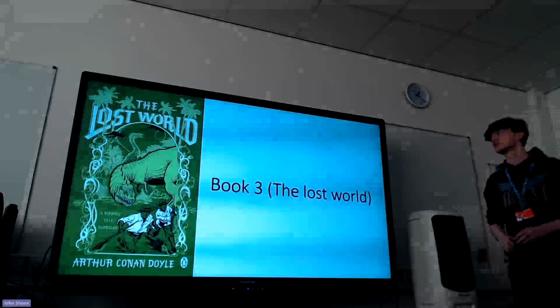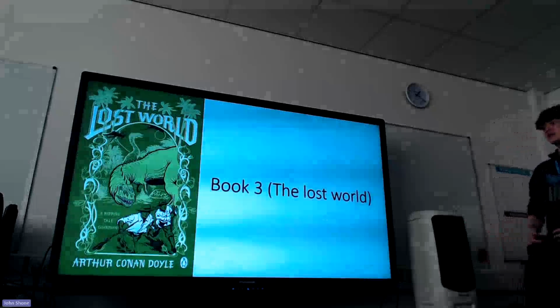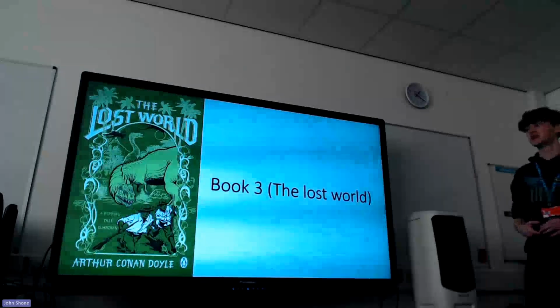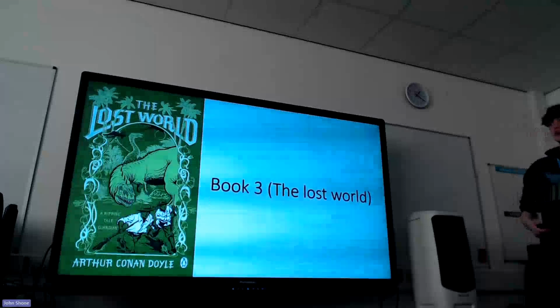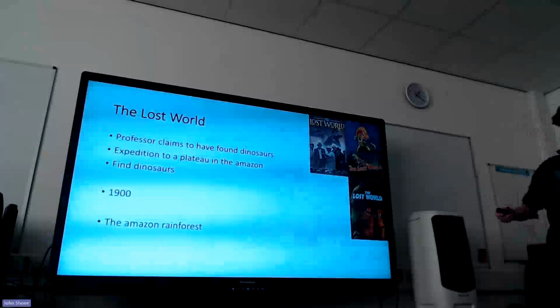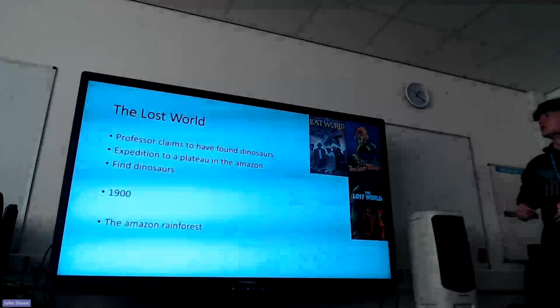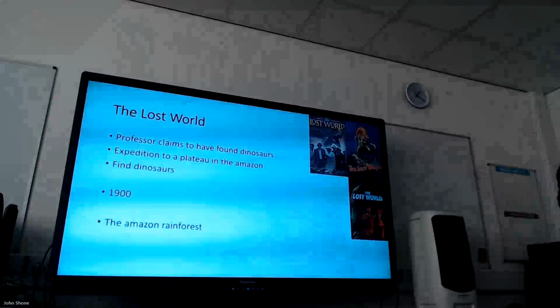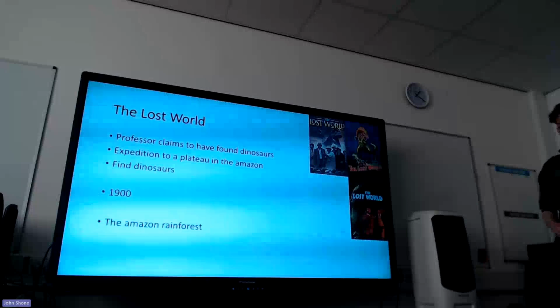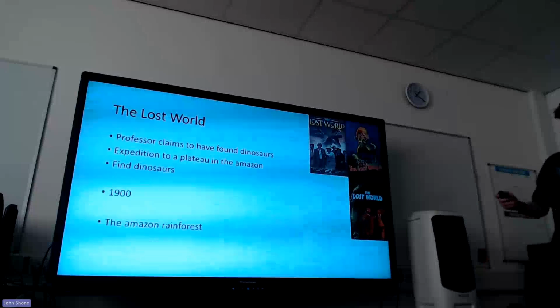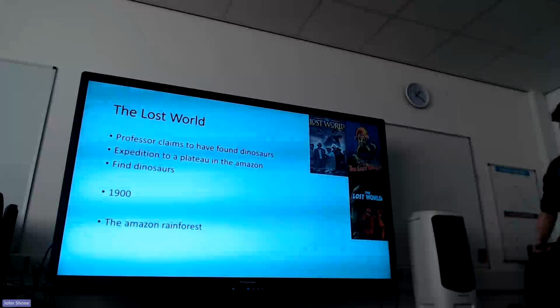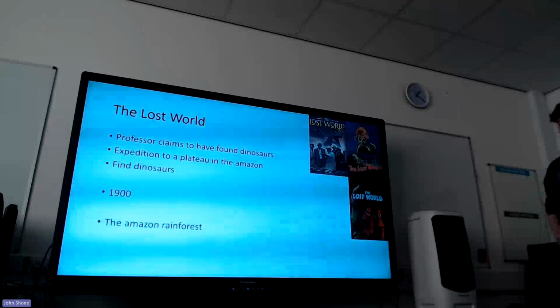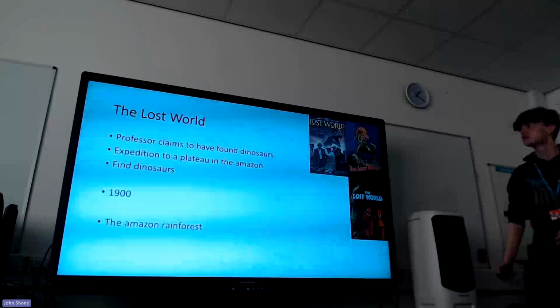And now book 3, this is The Lost World by Arthur Conan Doyle again. It's the sequel, I'm pretty sure, to Jurassic Park. Or prequel, I don't remember. So a professor claims to have found dinosaurs. So they take an expedition to a plateau in the Amazon, and then they find the dinosaurs there. It's set in the early 1900s in the Amazon rainforest.